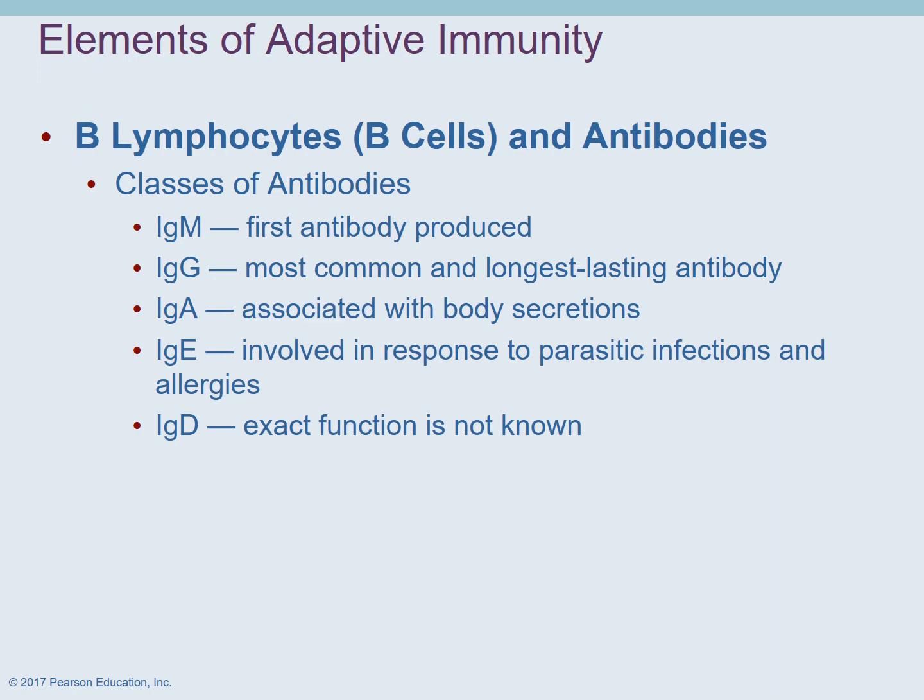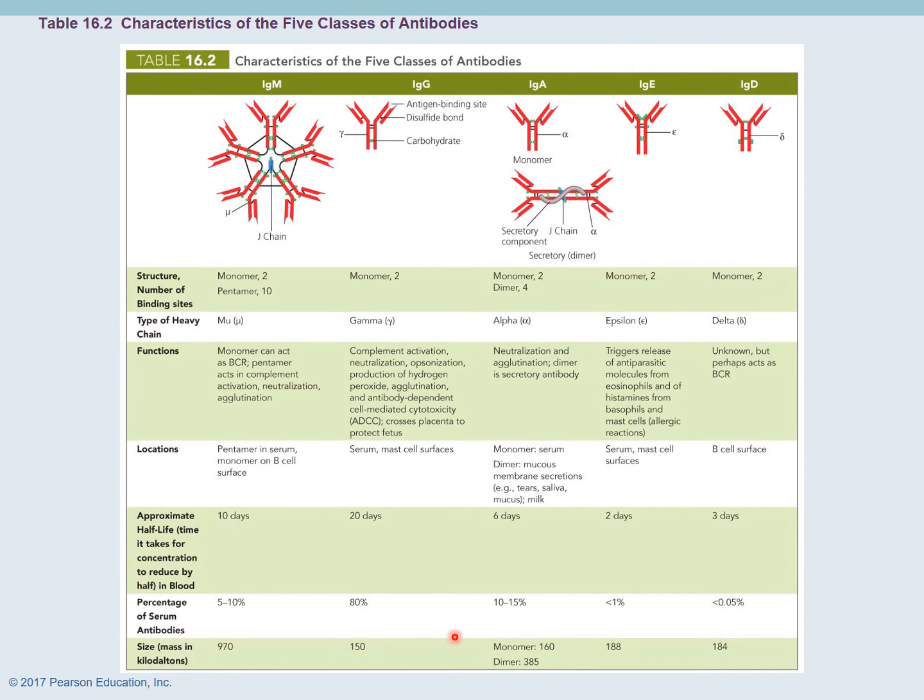IgA is associated more with body secretions. IgE is seen more with allergic reactions and parasitic infections. IgD, we do not know the exact function of them. We do know that they are there, but that's an area where maybe you can come back years later and let us know what they are.